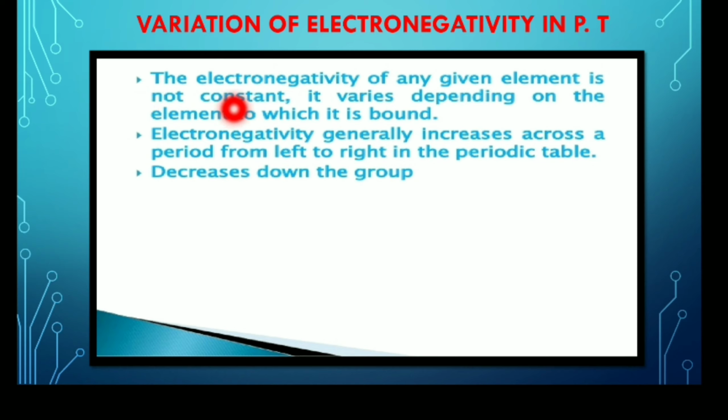Variation of electronegativity in the periodic table. The electronegativity of any given element is not a constant. It varies depending on the element to which it is bound. Electronegativity generally increases across a period from left to right in the periodic table, and electronegativity decreases down the group.